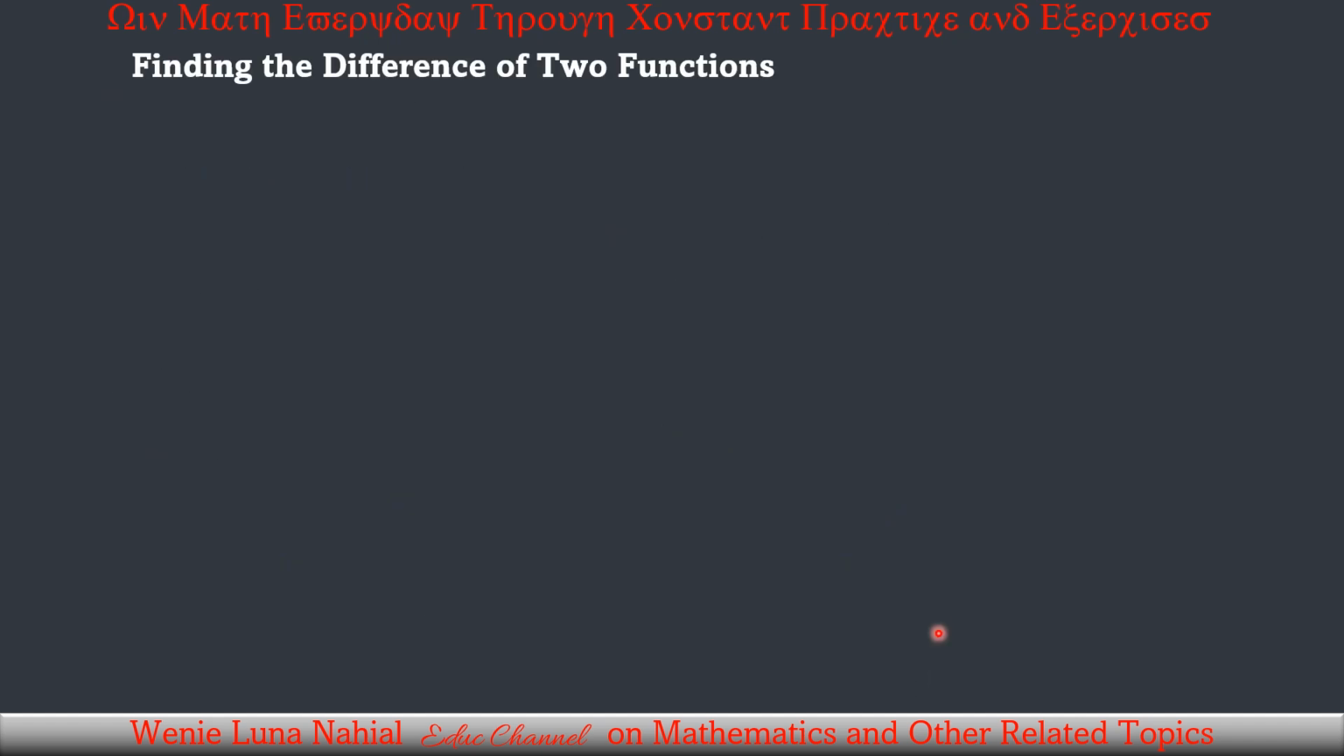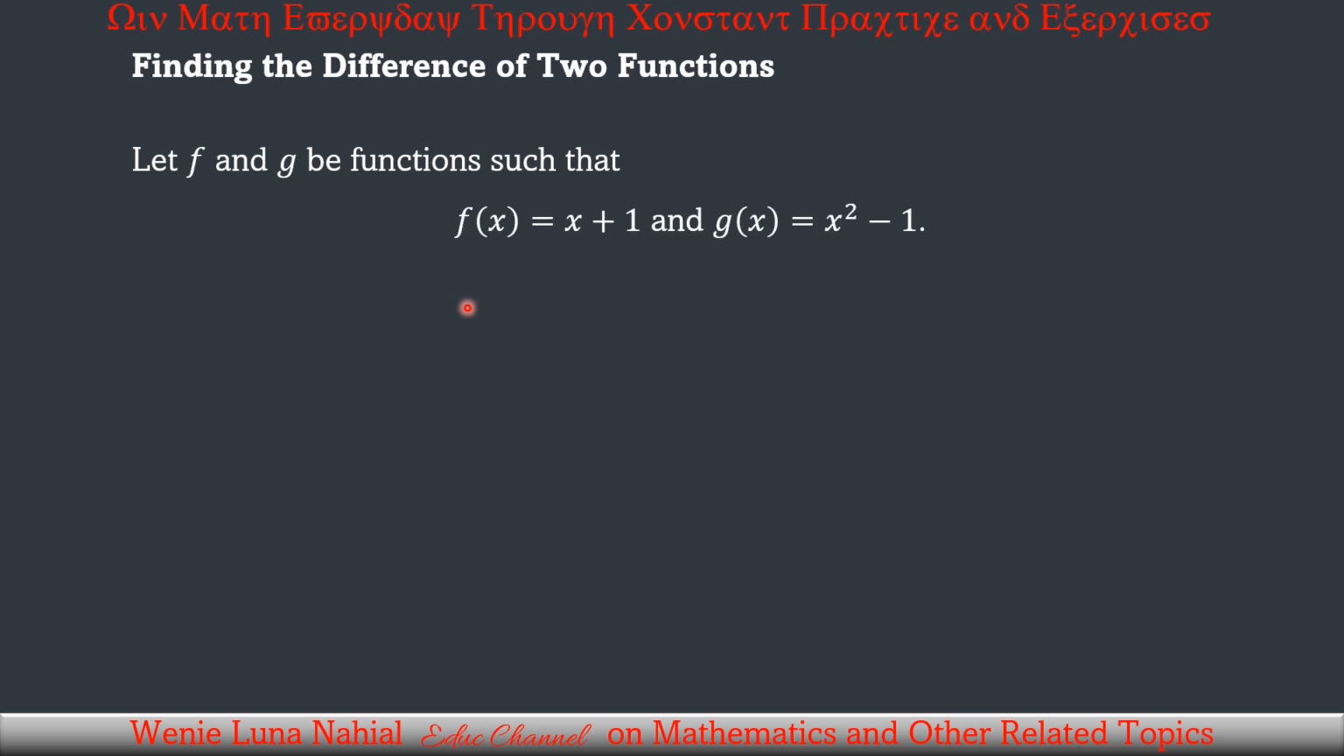Next, we have finding the difference of two functions. So in here, we define functions f and g. It seems that they are the same functions that we are defining, f of x is equal to x plus 1 and g of x is equal to x squared minus 1. So for the difference, we have a, f minus g of x, and b, g minus f of x.